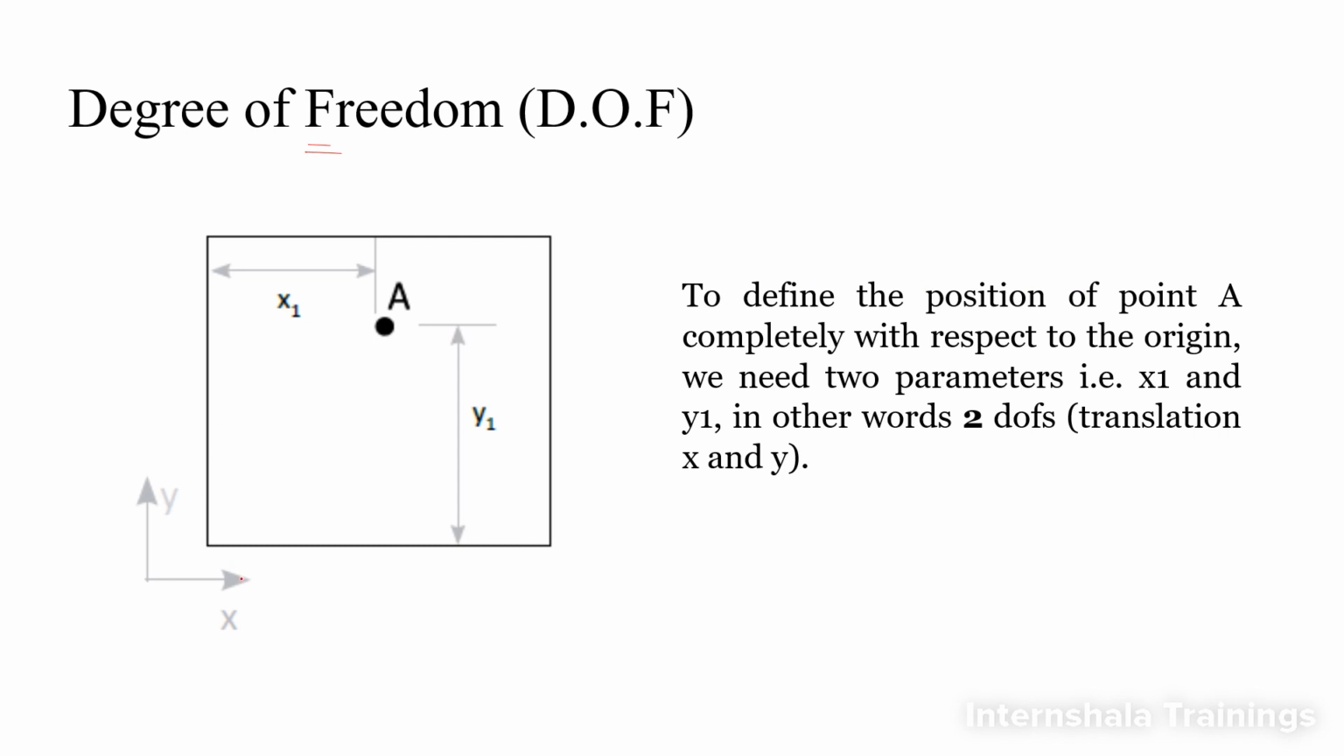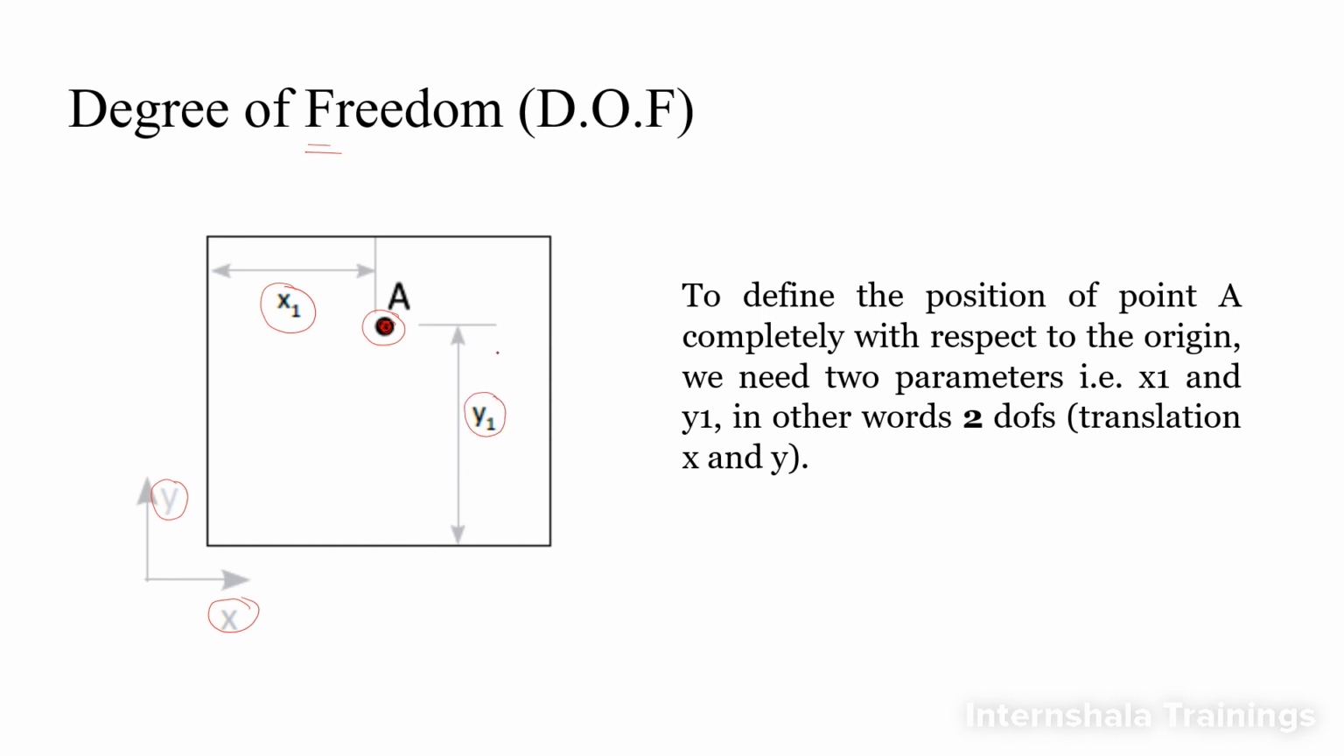So here we considered a plane where there is an x-axis and a y-axis. Now there is a point A on this particular xy plane. Now I want to define the exact position of point A. In order for me to define the exact position of A, I need the distance from the y-axis to this point, which is represented by x1, and then I also need the distance between this point and the x-axis, which is represented by y1.